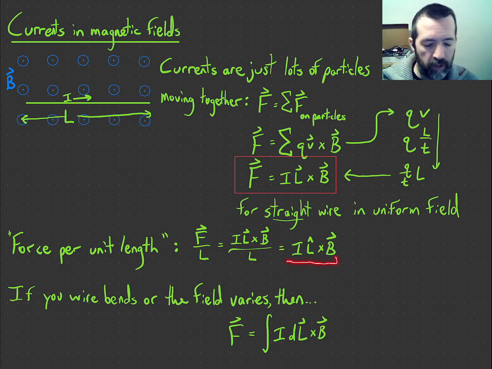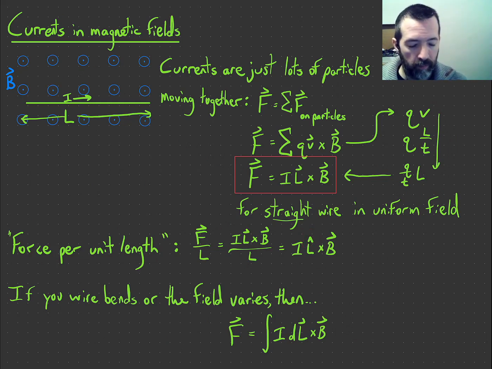Now, the way I've written it here, notice that the L now has a hat instead of an arrow on it. I've turned it into a unit vector with length 1. The only reason I've written it that way is that since current is not itself a vector, I can't put the vector hat on the I. That's not physically appropriate. But the idea is you just divide everything by length.